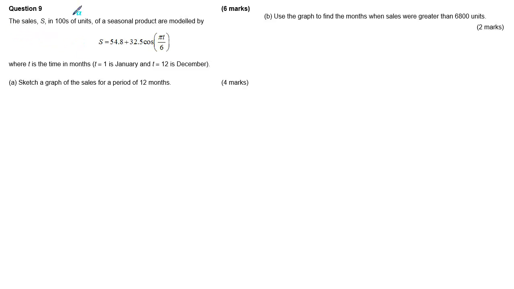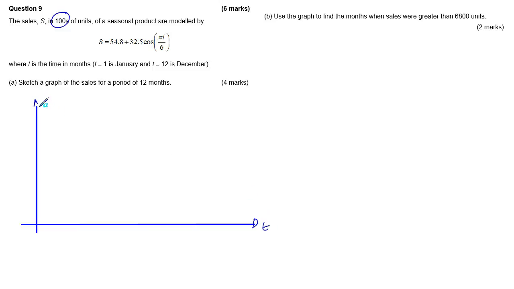The sales S in hundreds of units of a seasonal product are modelled by this function here. T is the time in months. Sketch a graph of the sales for a period of 12 months. So I'm going to need some axes for that sketch, like so. And so we'll have T along here, we'll have S up here.